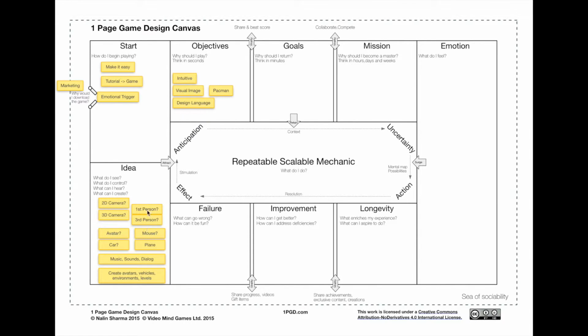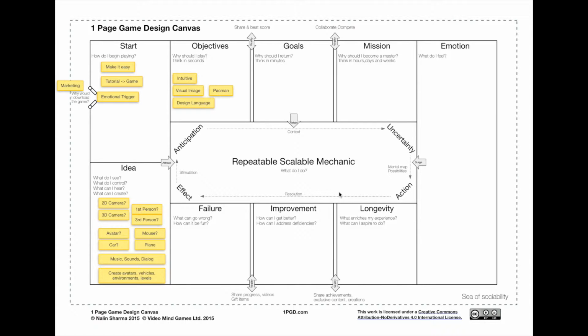The idea, start, and objectives boxes all help to attract a player into your game. They come in with a sense of anticipation. And now we're going to talk about this central box, which is one of the most important on this canvas. Some people call it the core gameplay loop.